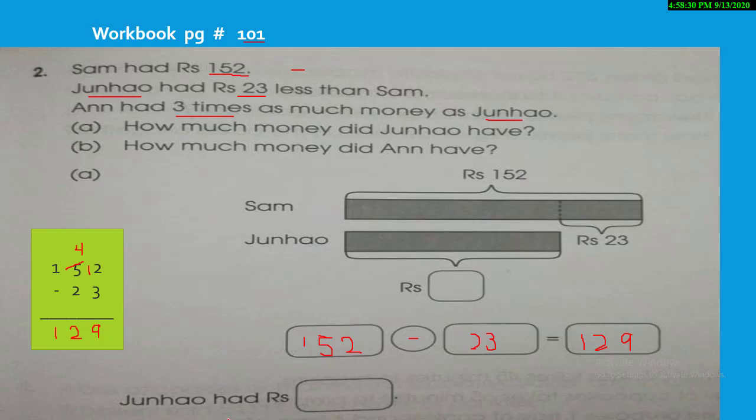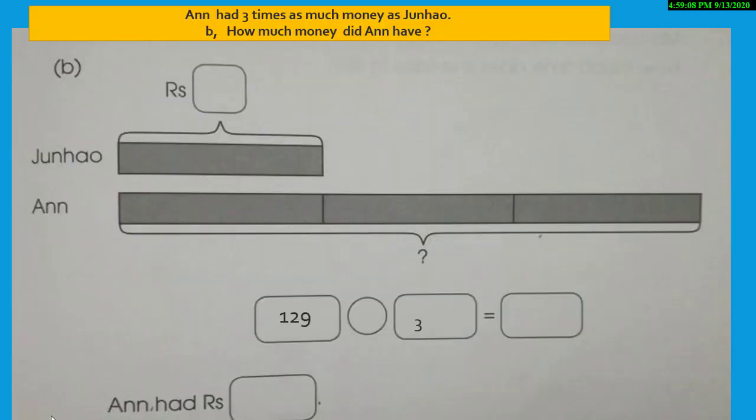Write down the answer over here as well, that Juhao had rupees 129. Now let's read the second statement. How much money did Anne have? Okay, for Anne, they give us a clue that Anne had 3 times as much money as Juhao. Okay, you need to be very careful about the name, that Anne had 3 times more money than Juhao, not Sam. So you are going to use this answer in your second step. So let's solve the second part. First of all, they give you a bar model, and now you know the amount of Juhao.